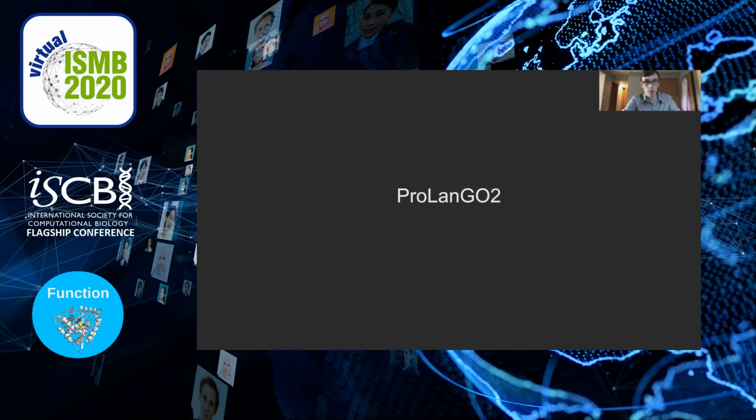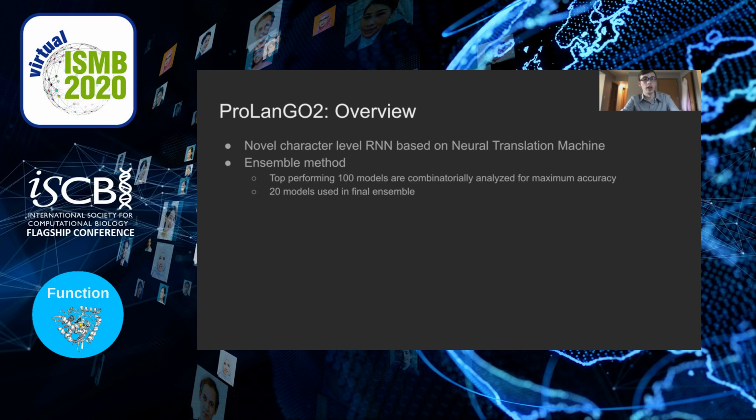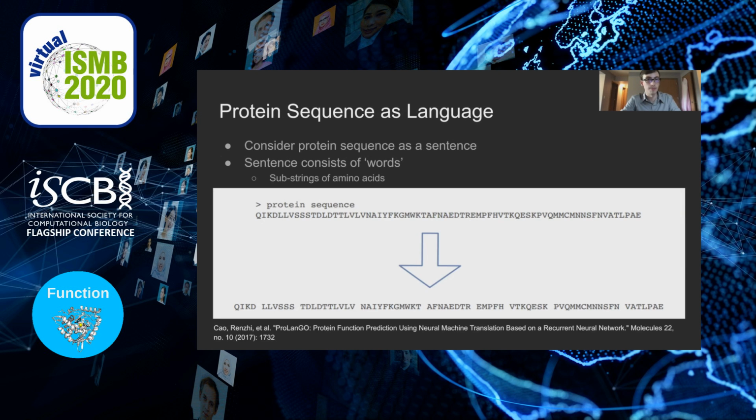So to solve this problem, we would like to introduce Prolango 2. So a brief overview of Prolango. Prolango is a novel character-level RNN based on a neural translation machine. This is also an ensemble method, so we take the top 100 performing models and combinatorially analyze them for the maximum prediction accuracy. In the end, we have 20 models that are used in the final ensemble, and we will go into a bit more depth about how we create these models.